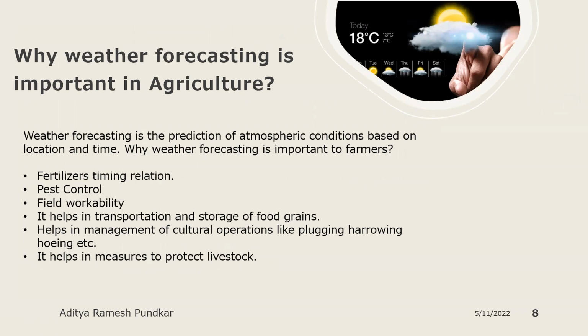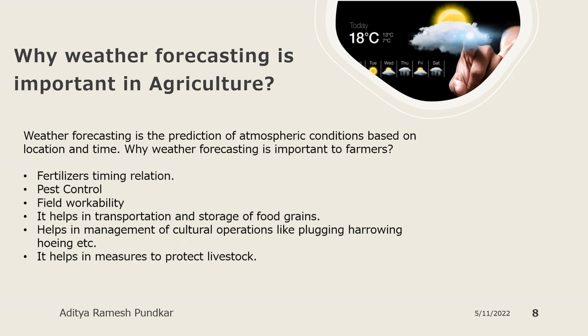So now we will turn our focus to why weather forecasting is important in agriculture. First of all, agriculture is an integral part of our life system. So in order to do good farming, farmers need to constantly monitor the weather system, because it matters maybe for the soil, maybe for the crops, maybe for transportation, etc.